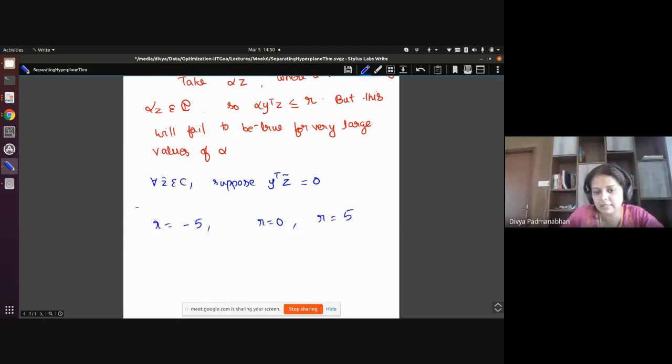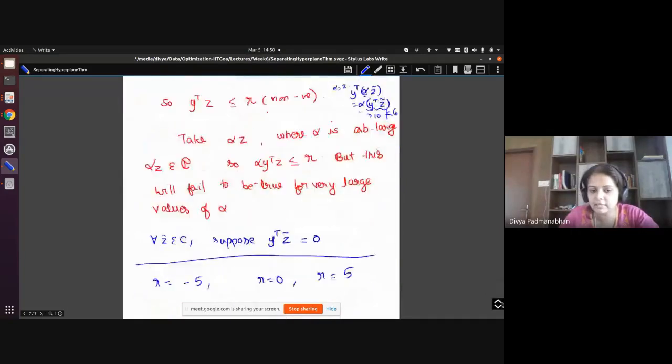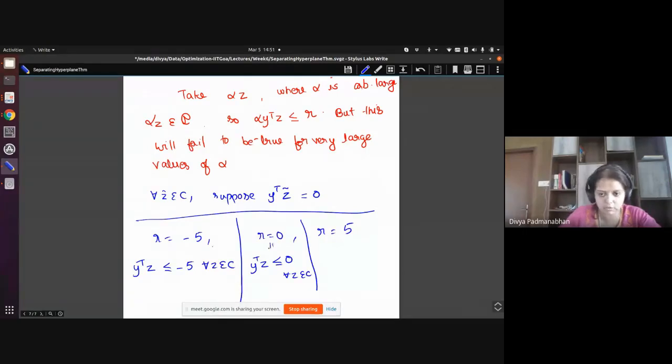Okay, so I'm just taking 3 examples and let's just see what the statement means. What we are saying is there is a hyperplane such that, let's take R as -5 first. So Y transpose Z is less than or equal to -5 for all Z in the cone. Okay, so this is one thing. Or Y transpose Z is less than or equal to 0 for all Z in the cone. If you say R is 0, this is what it means. Now, if you say R is 5, this means Y transpose Z is less than or equal to 5 for all Z in the cone.